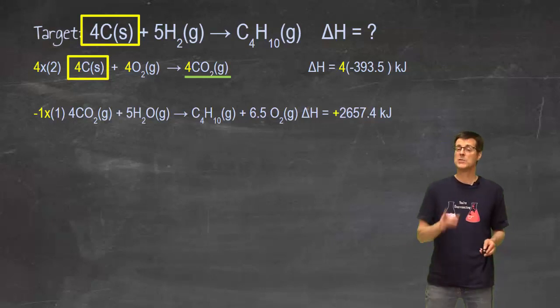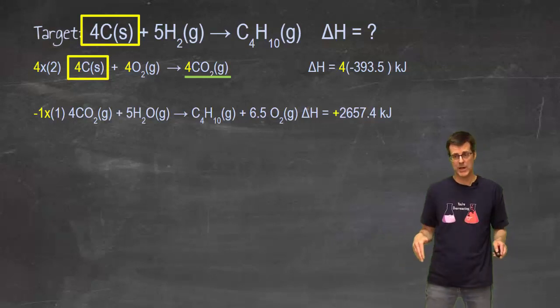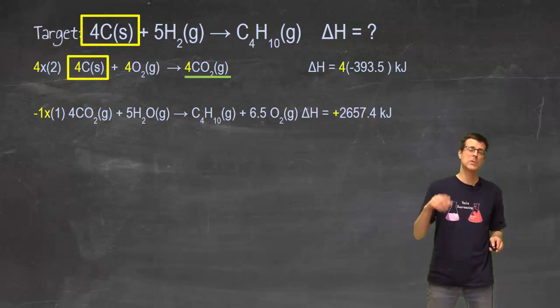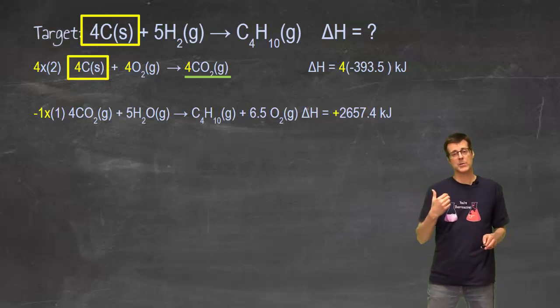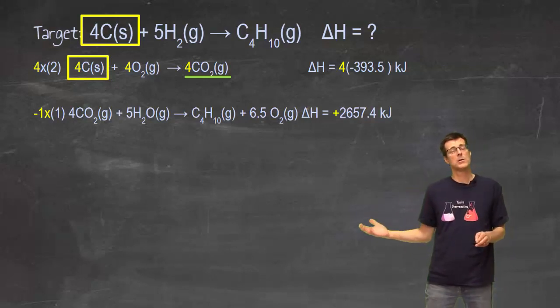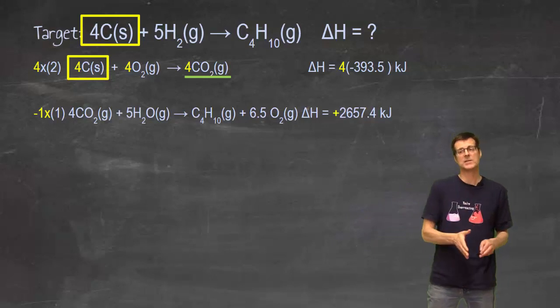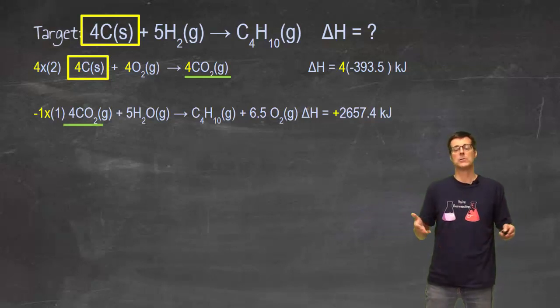Turns out none of them do, but one of them has carbon dioxide as a product, which means if I were to reverse that reaction, then I've got the 4 carbon dioxides that I need, no longer as a product, but now as a reactant, which will allow me to cancel them out. So any carbon dioxide that got theoretically produced is now going to get reacted in the next reaction.